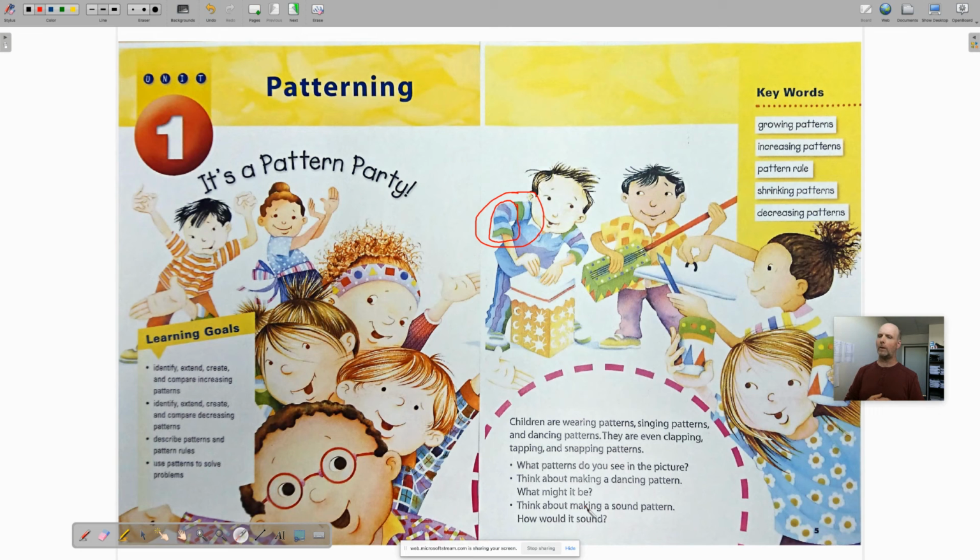So what's my sound pattern? It's one whistle and then two whistles, and then I do it over again. Again, I want you to pause the video and you make up your own sound pattern. And if you want, you can let somebody in your house listen to it, see if they can hear the pattern. Or if you want, you can just do it for yourself. And then when you're done with your sound pattern, start up the video again.